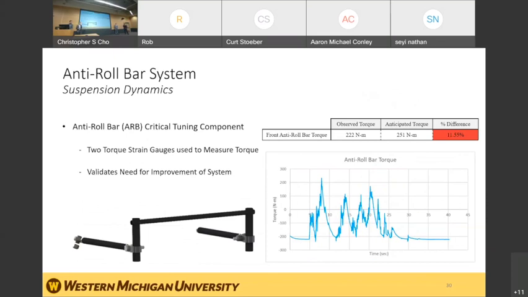It's a function of torque produced by the two motor arms along the torsion bar of the anti-roll bar. So we use two torque strain gauges aligned in series to measure the torque produced by the moment bar, and we saw about a torque of 222 newton meters, about 12% difference from our design value. The loss of torque is most likely due to compliance in the suspension system. We're losing stiffness as the car is cornering, and this is something that we had previously known about, and this further validates the need for improvement of the anti-roll system.